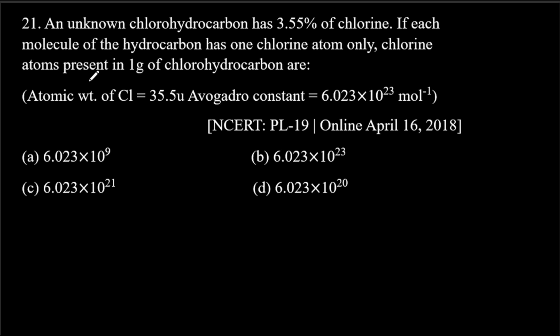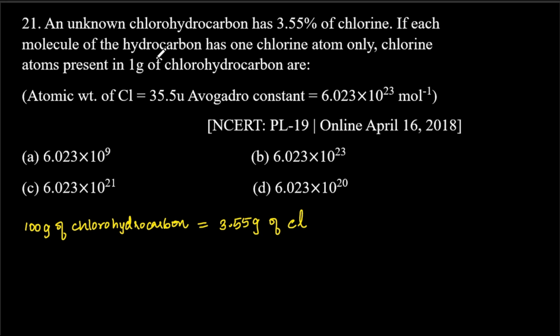The next question is, an unknown chlorohydrocarbon has 3.55% of chlorine. Mass percentage is given. From this we can write that 100 grams of this unknown chlorohydrocarbon contains 3.55 gram of chlorine by mass.